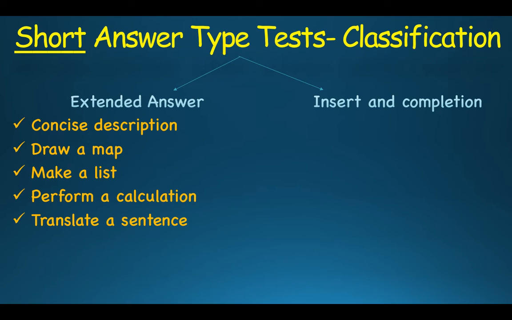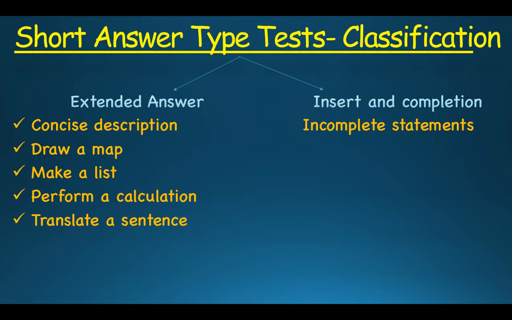And next is the insert and completion type questions. These are incomplete sentences. The students have to supply the missing terms, words, symbols, or numbers. They are mostly used in the form of completion questions, in which the student is required to add one or two words to complete an incomplete sentence accurately. Where the missing words are in the body of the statement to be completed, it's known as insert type questions. And where the missing words are given at the end of the statement, that's known as the completion type questions.